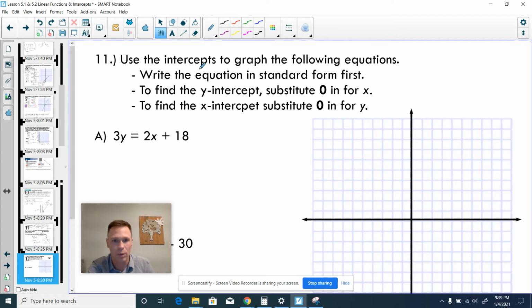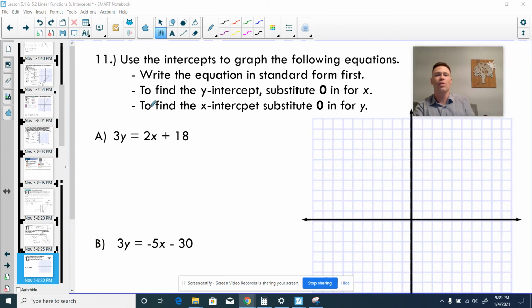And here's how we're going to do it. We're going to write the equation in standard form first. That is the easiest way to go about doing this. Then we're going to find the y-intercept by doing the following. Because a y-intercept follows the format 0 comma some number, right? Where my x value is 0, we're going to force x to be 0.